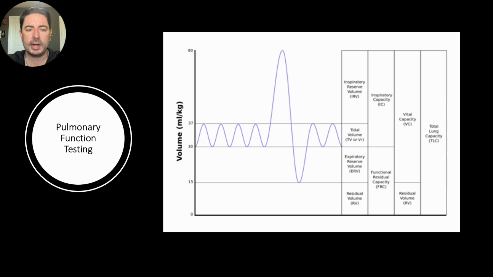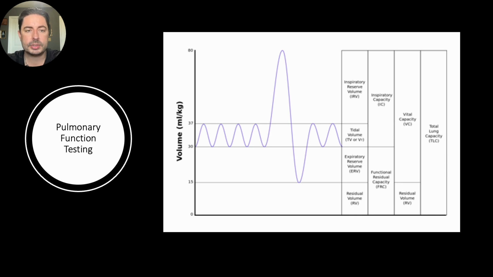Impacts on pulmonary function testing. Remember, this is a restrictive disease. So all of your capacities are going to be decreased. This is a diffusion problem, so your DLCO is going to be decreased as well.